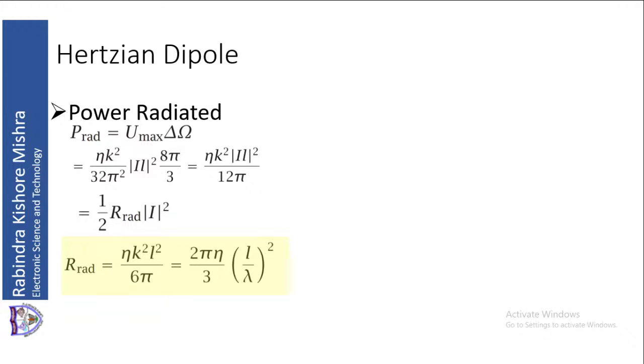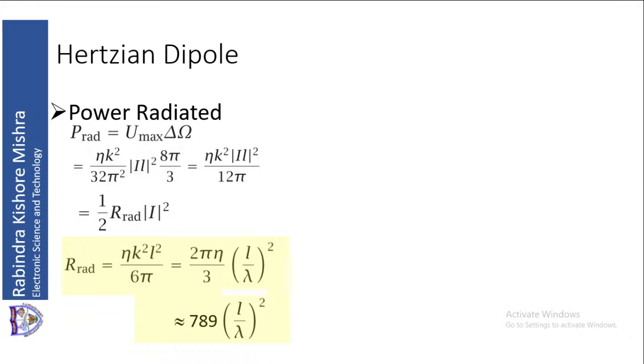It is a fictitious resistance, and if you put a resistance of this value, then that will consume the power that would otherwise have been radiated by the antenna. Therefore, R_rad is equal to eta k square L square by 6 pi. Then you know what k is. k is equal to 2 pi by lambda.